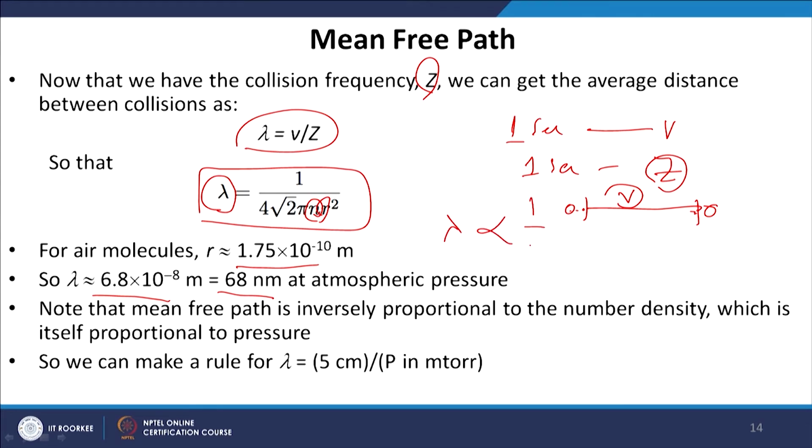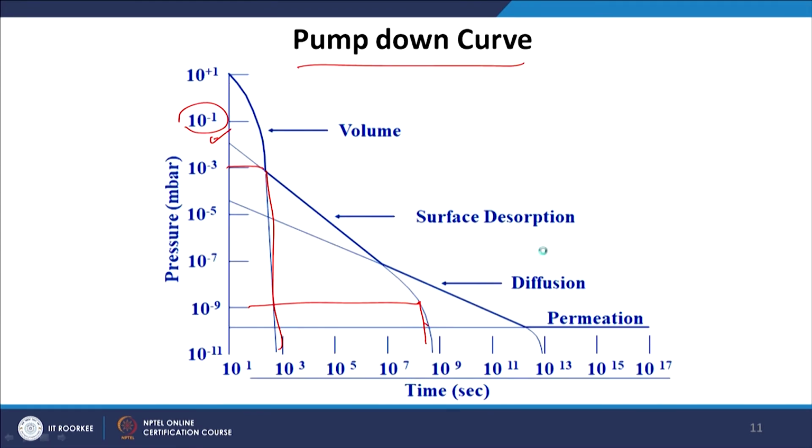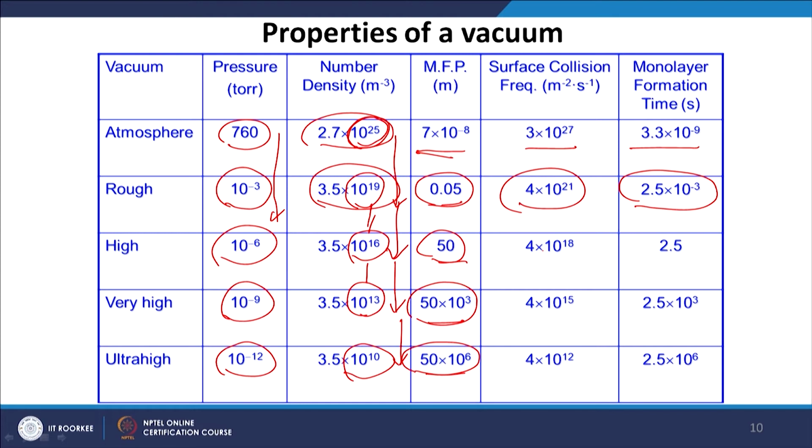Note that the mean free path is inversely proportional to the number density n, which is itself proportional to the pressure. The number of gas molecules in a particular volume depends upon the pressure, as we learned from one of our earlier charts. If we go back, you have seen that as the pressure reduces from 10 to the power 19 to 10 to the power 16, 10 to the power 13, to 10 to the power 10, the number density is reducing.